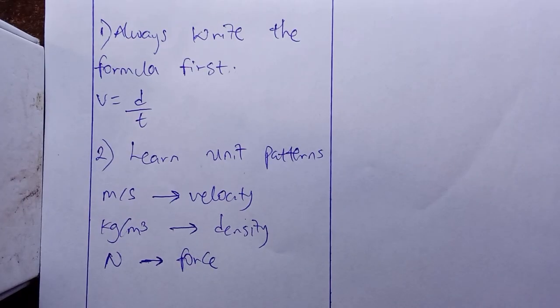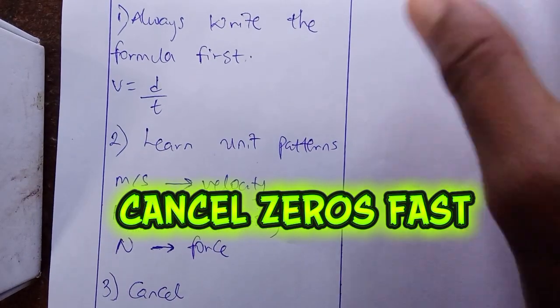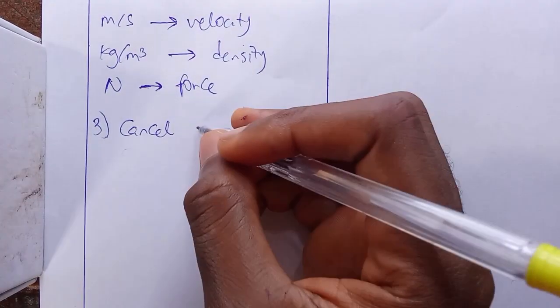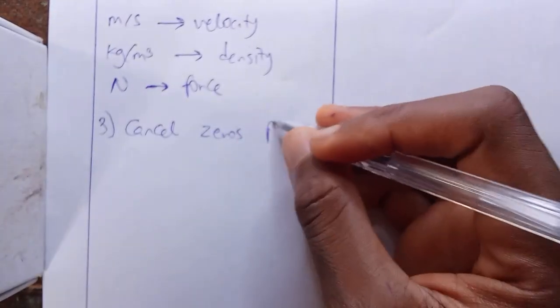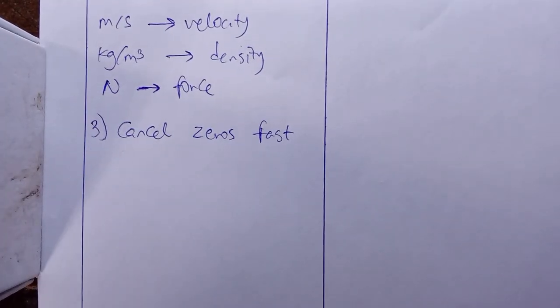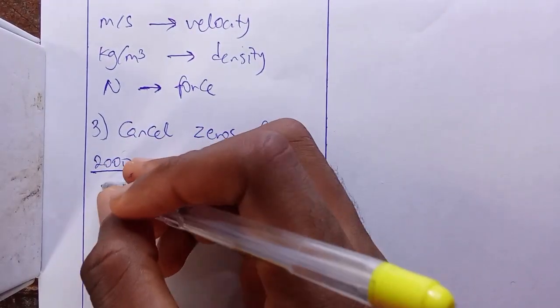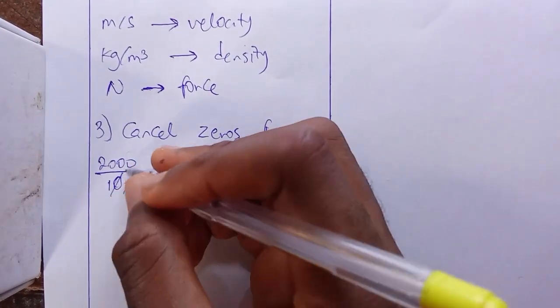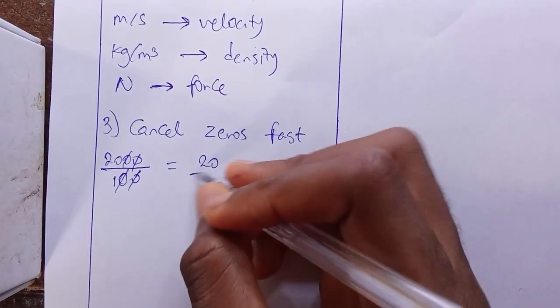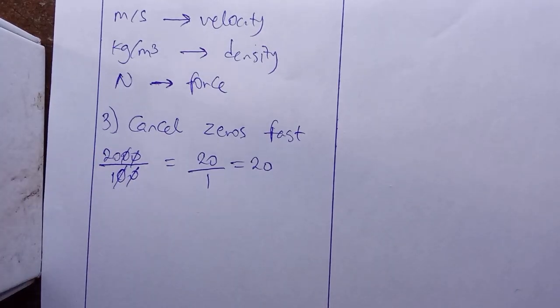The third trick is cancel zeros fast. Ensure you jot down these tricks as I'm giving them. This particular trick is not very important because they'll give you a WAEC calculator. But in case you don't have one, if you have 2000 over 100, it's advisable you cancel the zeros first, making it 20 over 1, which is 20. It saves time during your examination.